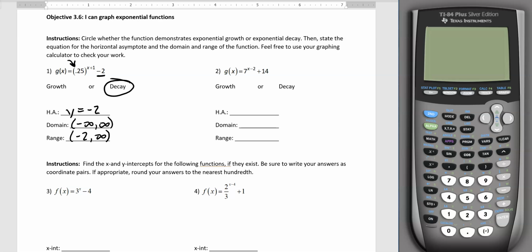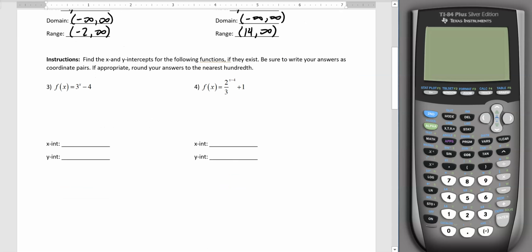Now on number 2, my base is 7. So 7 is more than 1, so this is growth. My horizontal asymptote corresponds to my vertical shift, so y equals 14. My domain, of course, is always -infinity to infinity. And my range, in this case, would be 14 to infinity. So there's the first part of what we're looking at when we graph.